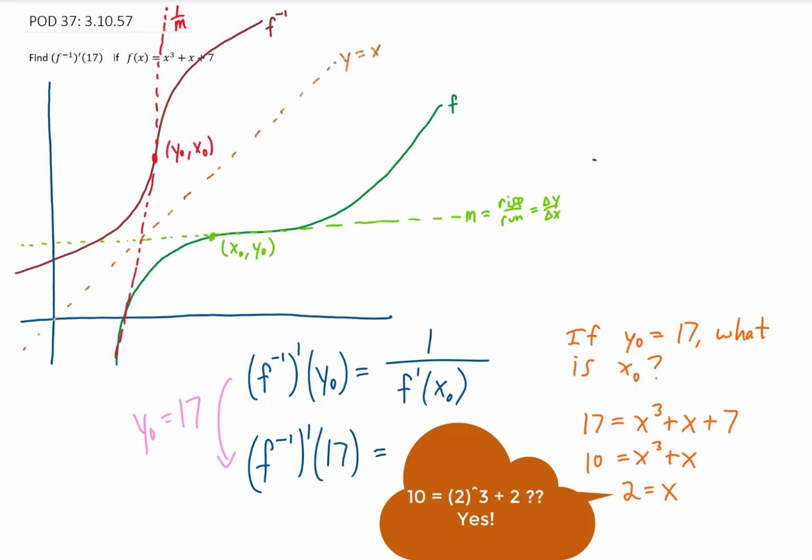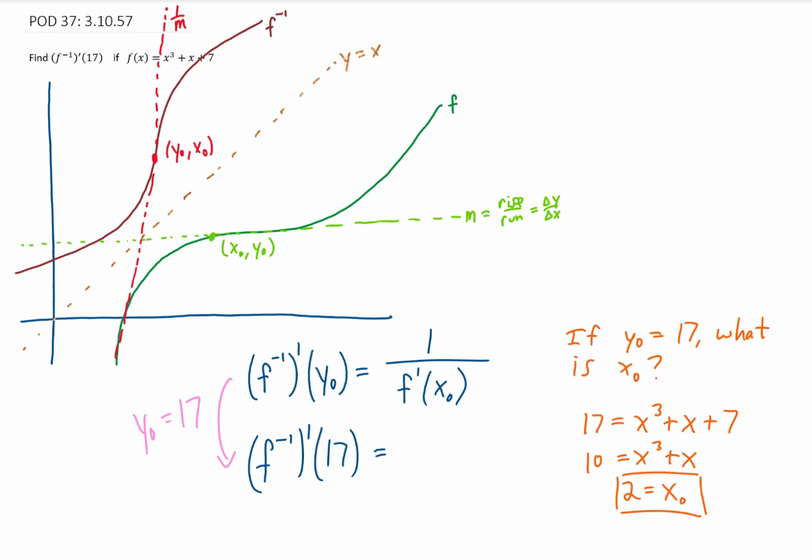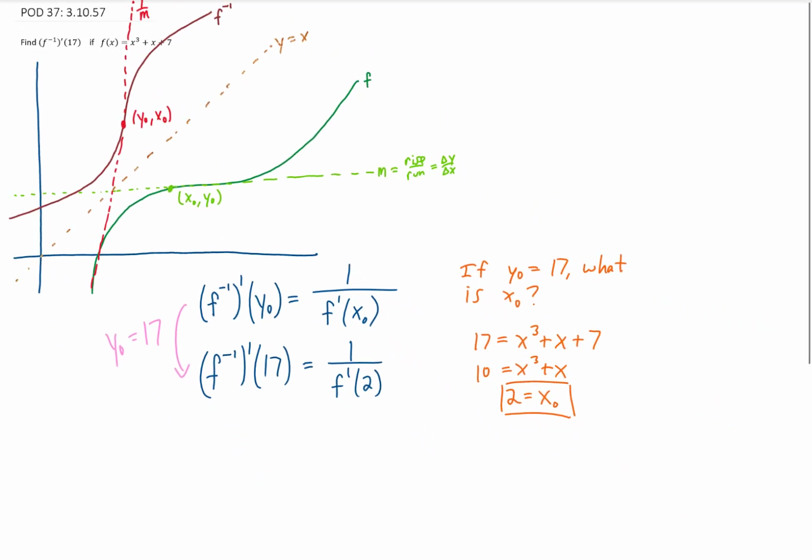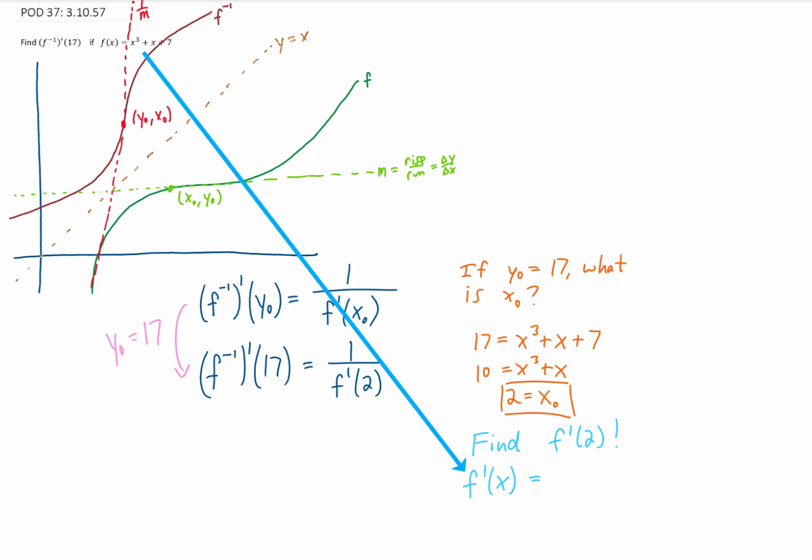That is the x value that corresponds with y equals 17, so we are going to call that x naught, or x sub 0. Now that we found that our x naught value equals 2 for this problem, we just need to plug that in right here, and we get 1 over f prime of 2. Again, I'm going to zoom out just a little bit here to make a little bit more room. Our goal now is to find f prime of 2. f of x was given, so we can find its derivative. The derivative of x cubed plus x plus 7 just uses the power rule. It's 3x squared plus 1.